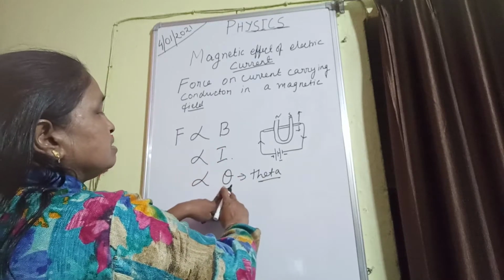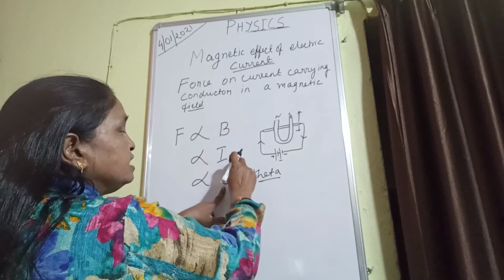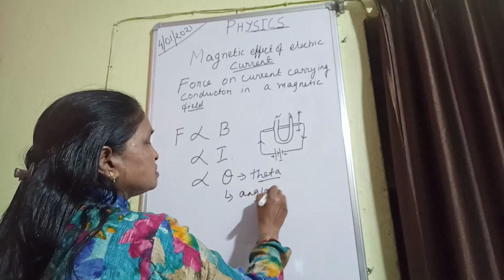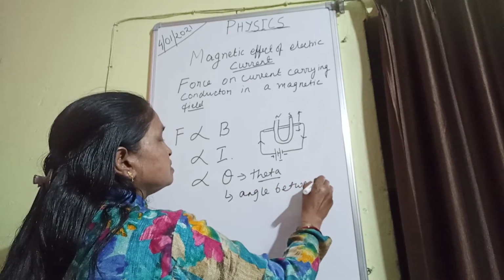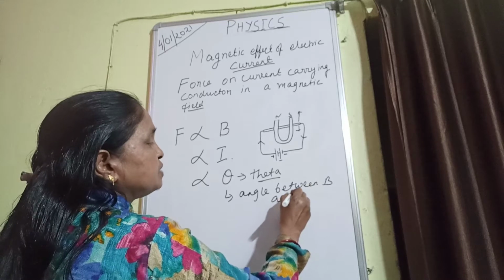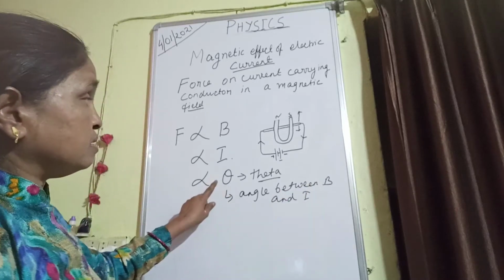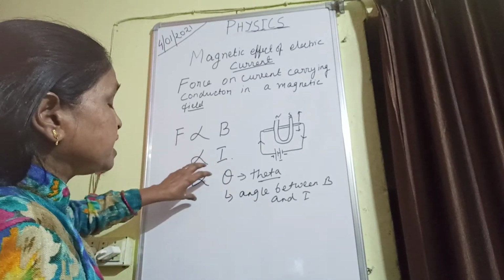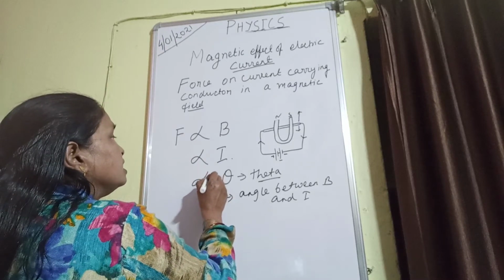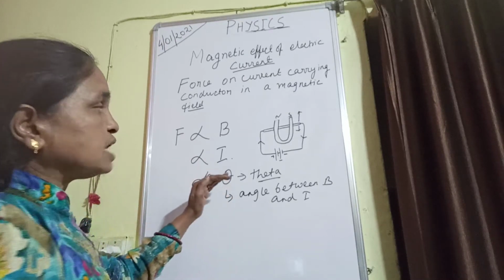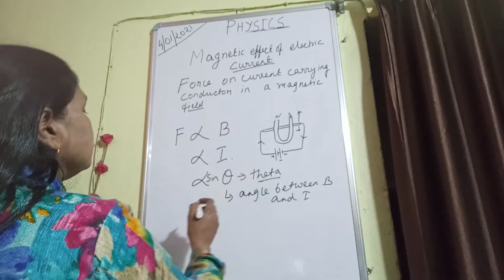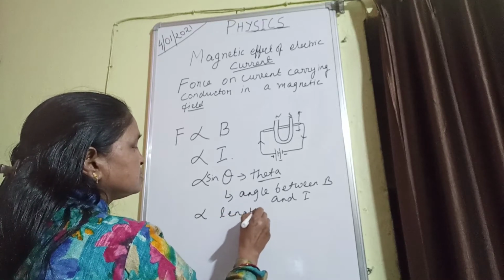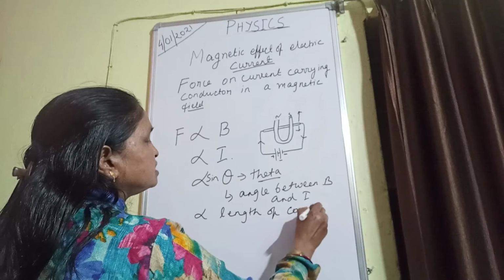Theta is the angle between B and I, that is, magnetic field and current. So here, first of all, I have told you theta, and now you have understood theta. So, force is directly proportional to the sine of the angle theta. So, it is sine theta. And it is also directly proportional to L, that is, the length of the conductor.